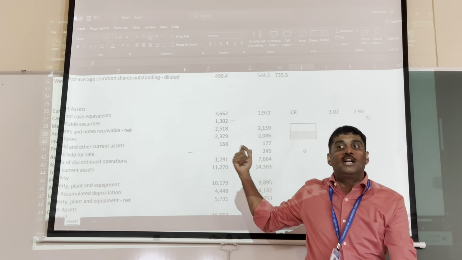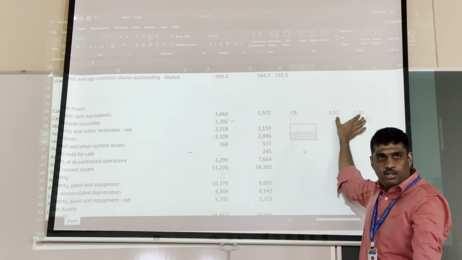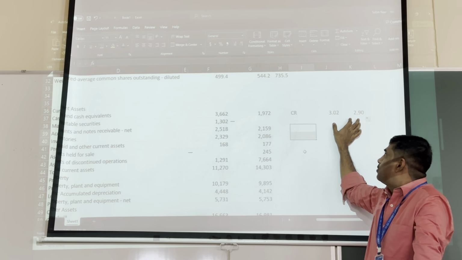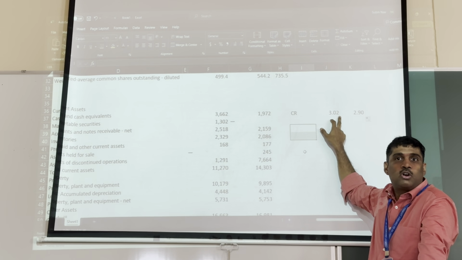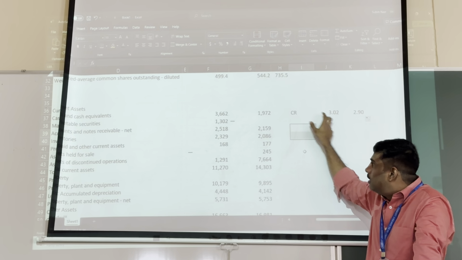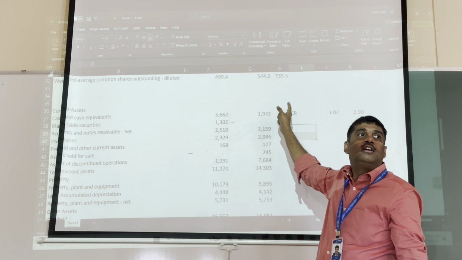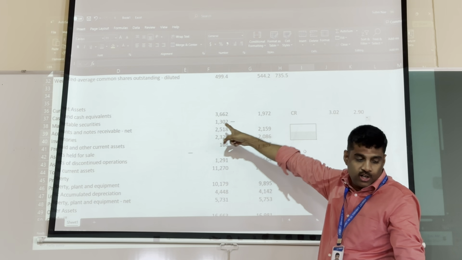Now this is what I said. If you look at these numbers, 2.9 versus 3.02, not significantly different. But if you look into the factors which drive the ratio, it's basically those highly liquid items.